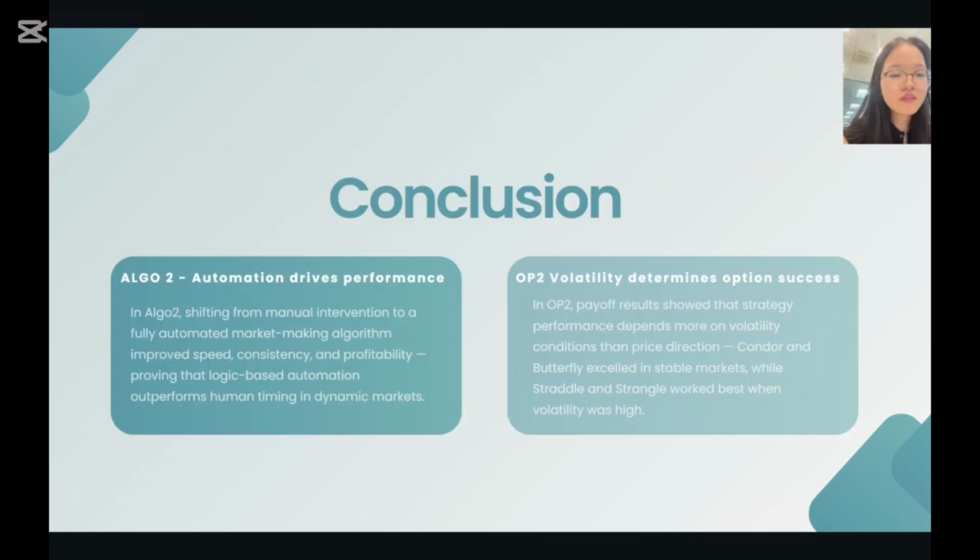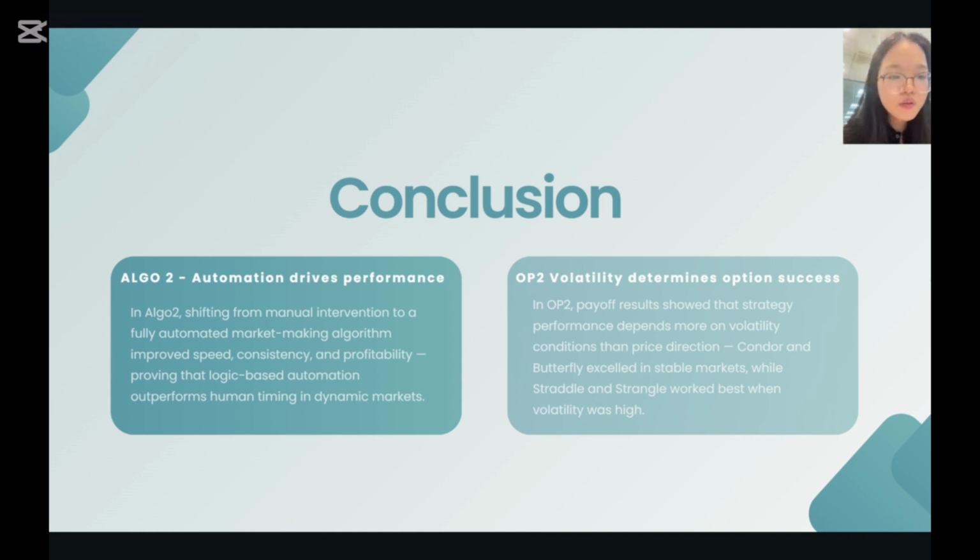So this will be the conclusion for our presentation. First of all, automation drives performance. Shifting from manual intervention to a fully automated market-making algorithm improves speed, consistency, and profitability. We prove that logic-based automation outperforms human timing in dynamic markets.